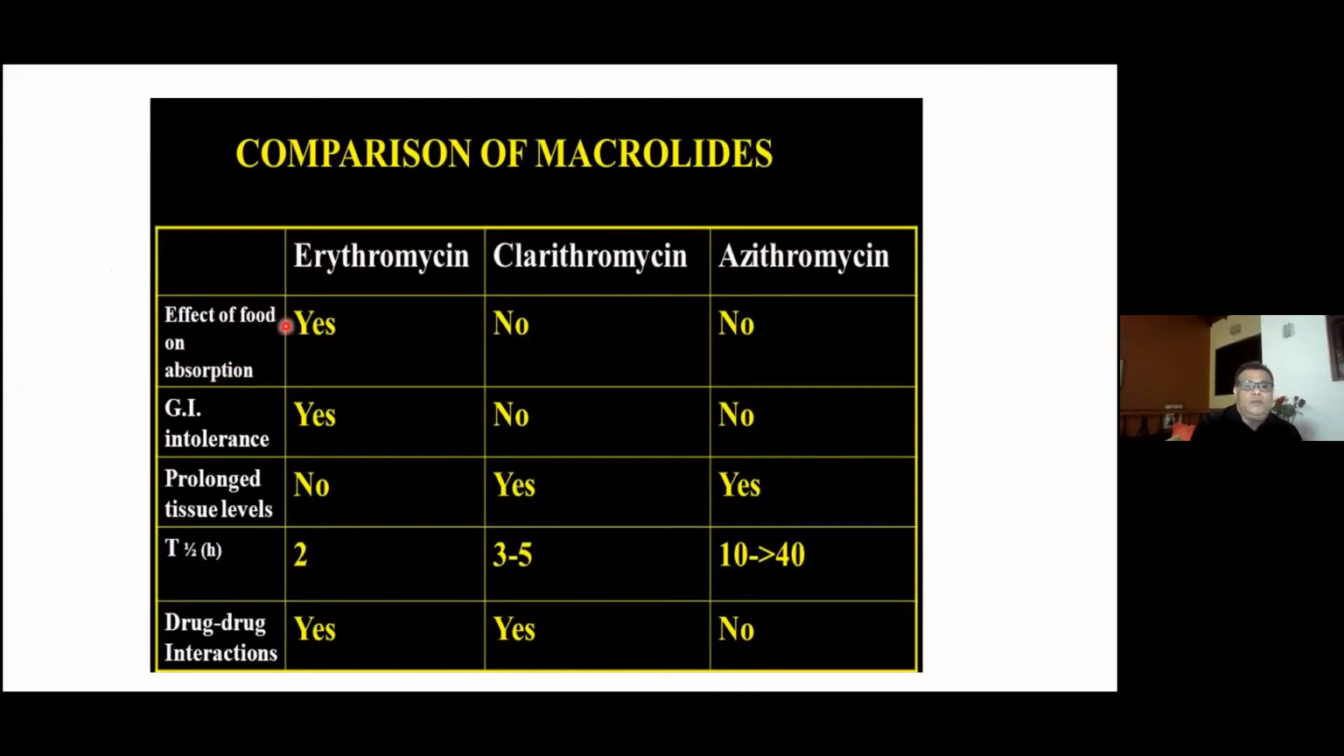Actually, presence of food in the stomach affects absorption of erythromycin, but it doesn't affect absorption of clarithromycin and azithromycin. So GI intolerance is the major problem with all the macrolides. Erythromycin is well known for these gastrointestinal side effects of macrolides. But as the generation progresses, with clarithromycin and azithromycin, you can see little or no effect. Prolonged tissue levels are not seen here, but yes, in clarithromycin and azithromycin. So the half-life is longer.